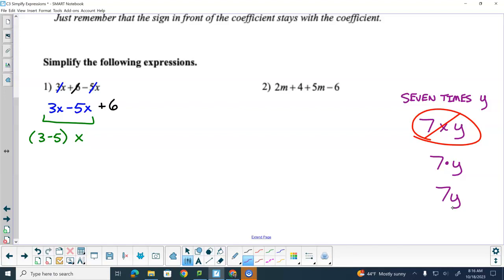Okay? So this becomes here negative 2 x's plus 6. And that is our simplified answer. Our simplified expression.